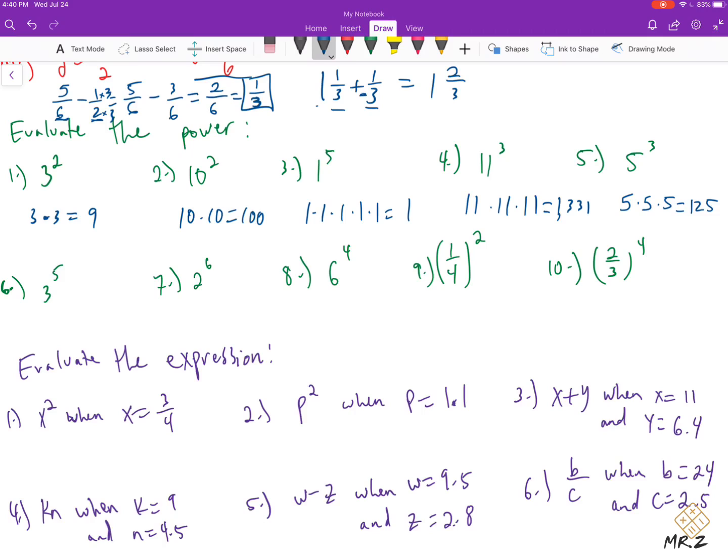3 to the power of 5, that's 3 times 3 times 3 times 3 times 3. 3 times 3 is 9. 9 times 3 is 27. 27 times 3 is 81. And 81 times 3 is 243. 2 to the power of 6.